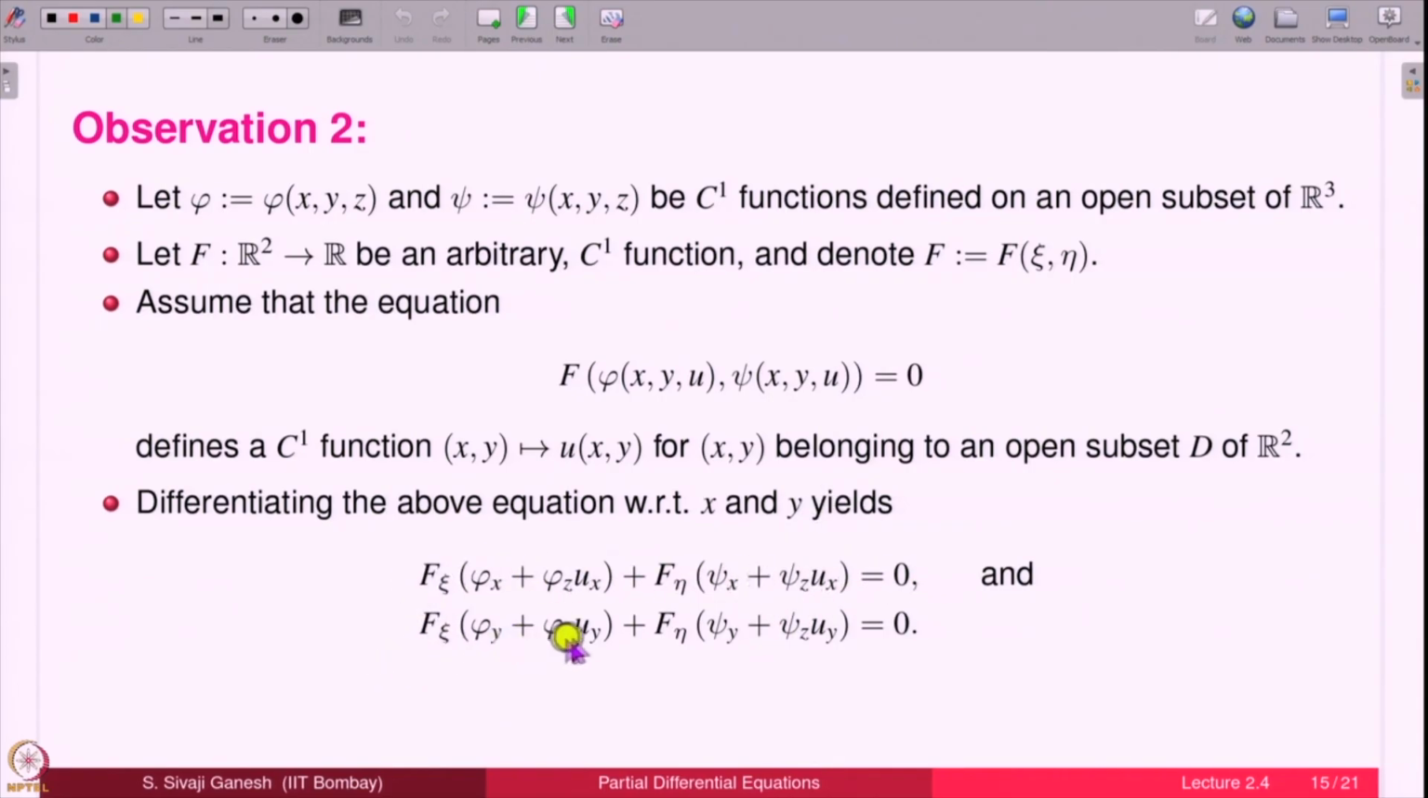Similarly, we get the second equation if you differentiate this with respect to y. So, here we should have written u of x, y and here u of x, y. That is the meaning here. It defines a C1 function, which means I can substitute u of x, y, and that equation would be valid on a subset D of R2.